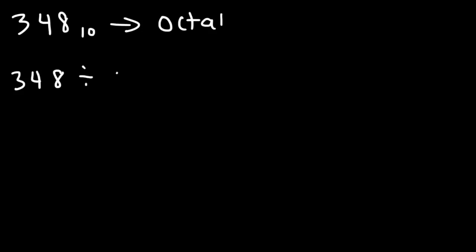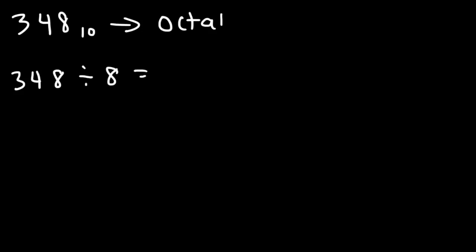Now let's convert this number into an octal number in the base 8 system. If we look at the last example where we converted 348 into a binary number, we were dividing it by 2, because binary is based on the base 2 system. Bi means 2. The octal system is based on the base 8 system, so instead of dividing by 2 and collecting the remainders, we're going to divide it by 8 this time. So 348 divided by 8.